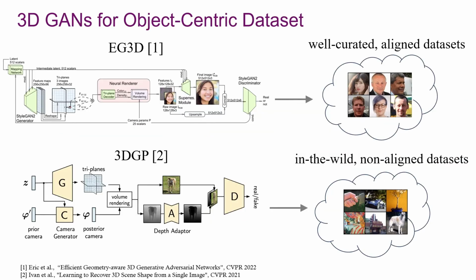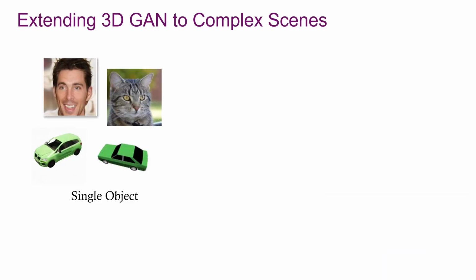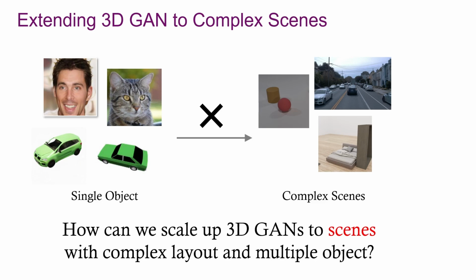EG3D and 3DGP have demonstrated the ability to synthesize photorealistic images with good geometry for both well-curated and in-the-wild objects. Object-centric methods struggle with scene images because scenes consist of multiple objects with non-trivial layouts and complex backgrounds. Moreover, in addition to generating scenes, we also need to maintain control over each object, such as changing its pose, shape, scale, and other intrinsic properties. So how do we scale up 3D GANs to complex scenes?